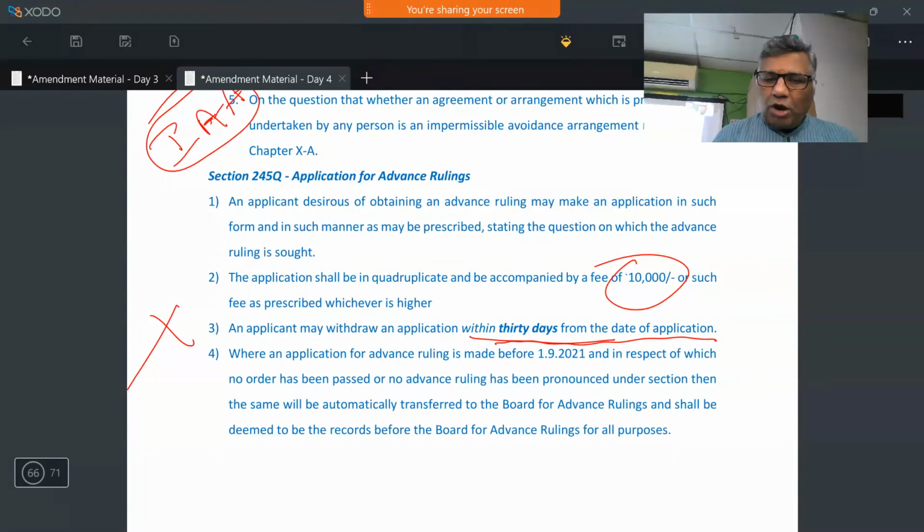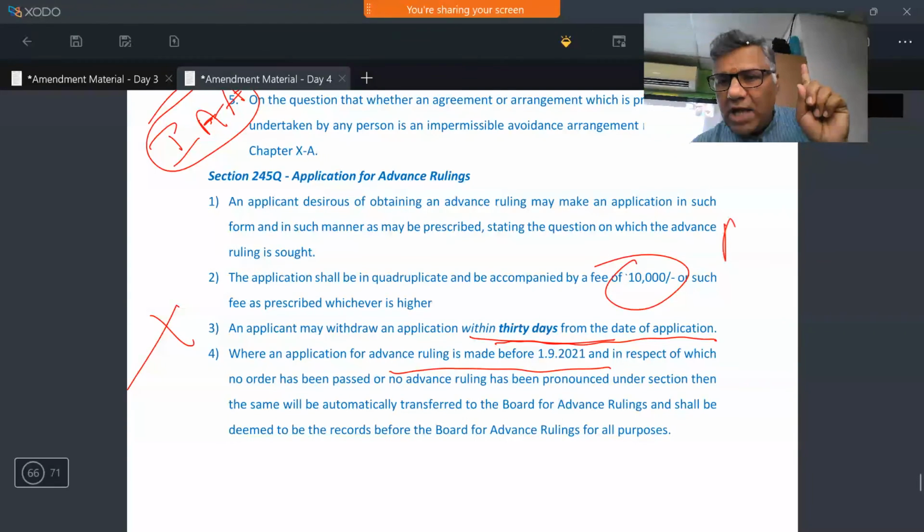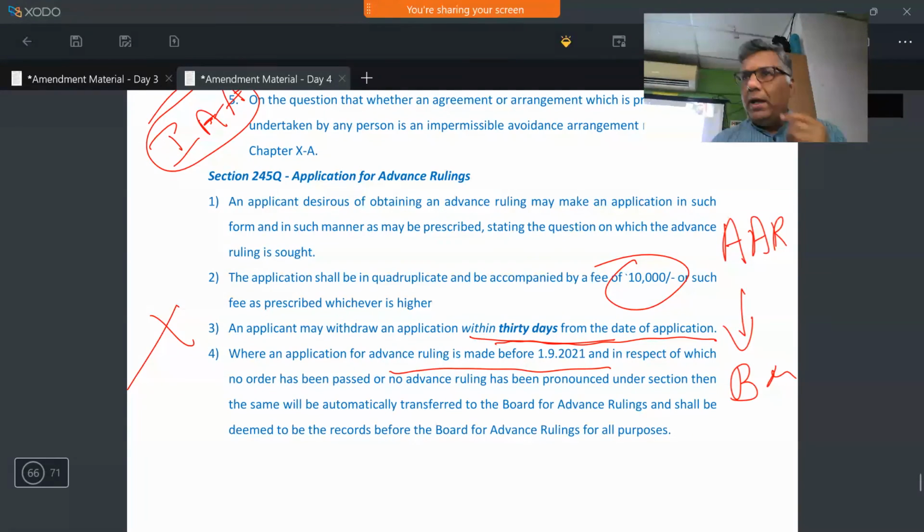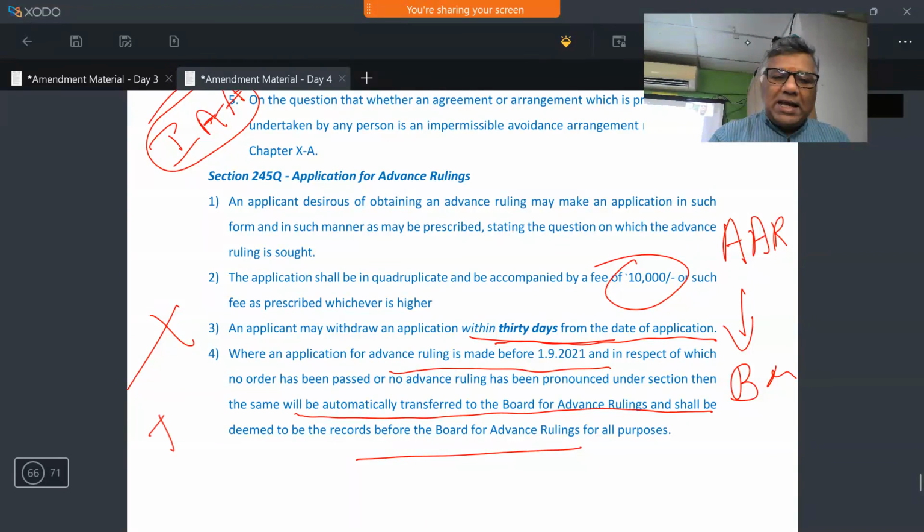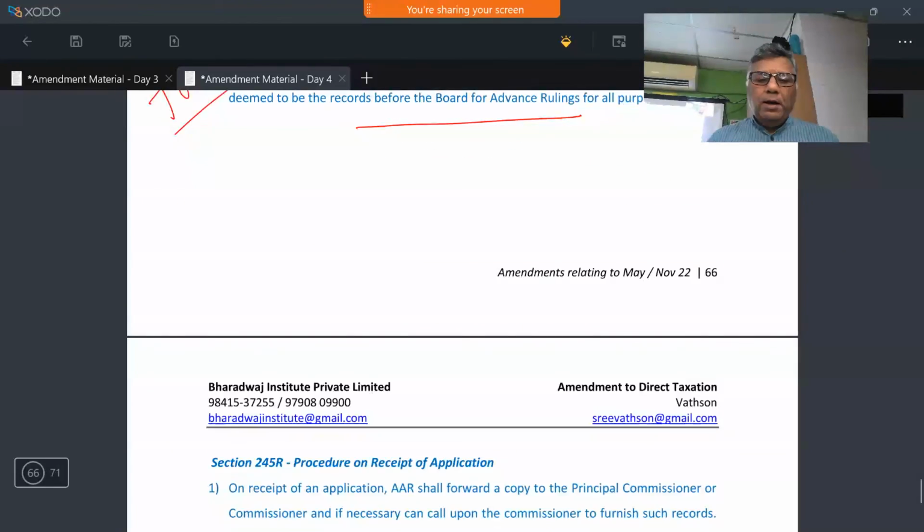If you have applied under the old law, where an application is made before 149, till that time it is known as the advance ruling authority. Now it is known as the board. If no advance ruling has been pronounced, then the same will automatically be transferred. What do we call it? This is known as transition provision. Automatically, it will come to the board.